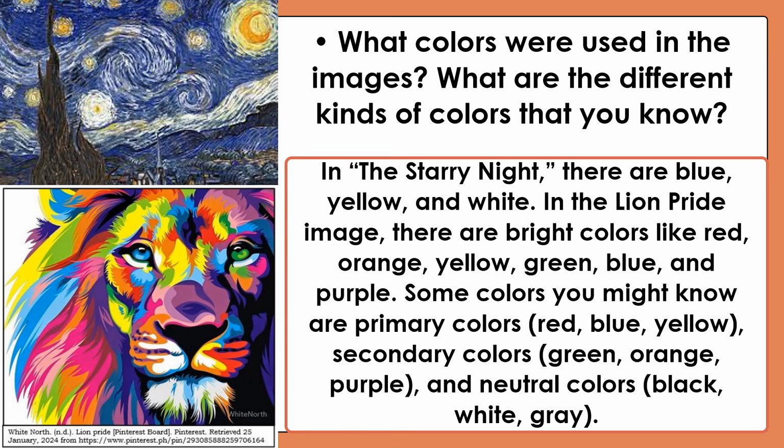Some colors you might know are primary colors, red, blue, and yellow, while secondary colors are green, orange, and purple, and neutral colors like black, white, and gray.